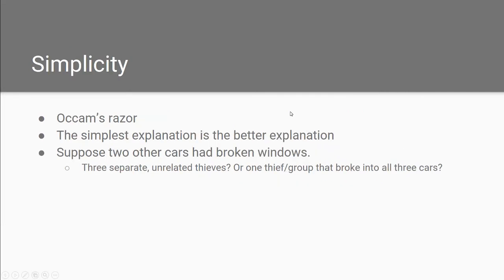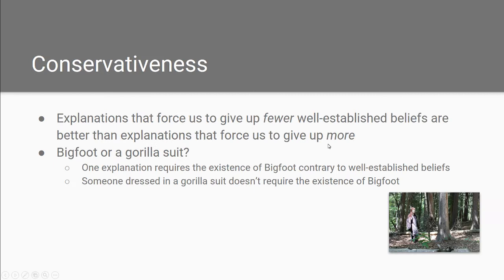Simplicity. You've probably heard of Occam's razor. If not, again, you can go Google it. And this is what it basically is: the simplest explanation is the better explanation. Let's suppose there were two other cars parked next to yours and they also have broken windows. So let's look at one of two explanations: three separate, unrelated thieves, or perhaps one thief or group that broke into all three cars. Again, the simplest explanation is the better explanation. So we're going to lean towards the latter here: one thief or group that broke into all three cars.